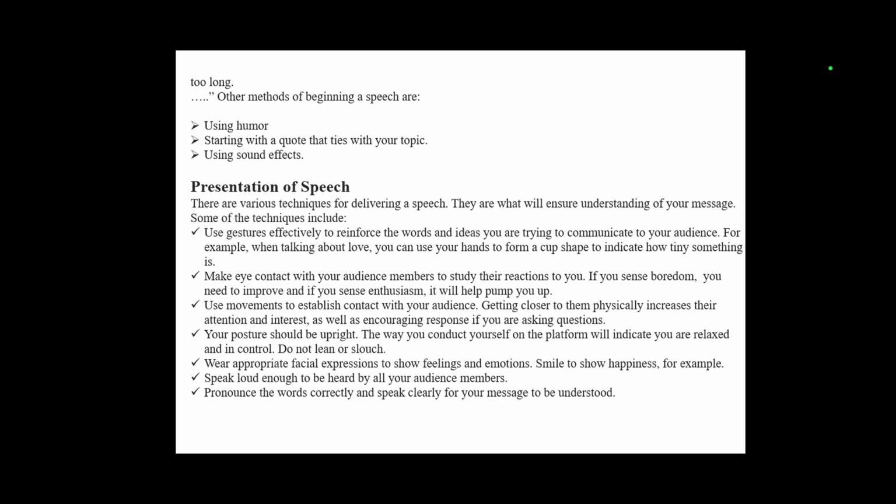Other methods of beginning a speech would be using humor. You would want to get the mood of your audience right. And then also starting with a quote that ties with your topic, a strong sentimental thought, or maybe sometimes using sound effects like whistling.